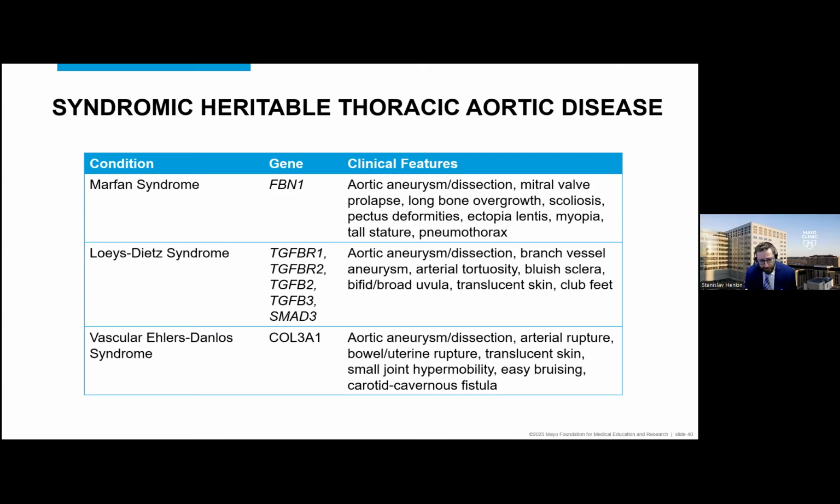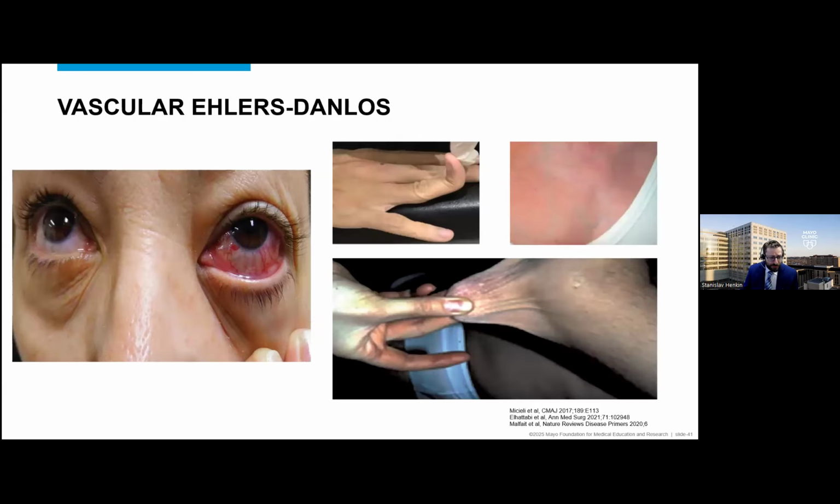The carotid cavernous fistula is sort of that classic finding. You will not see that often. But the bowel and uterine rupture, that's really, really important, and you cannot miss that as a consideration for vascular Ehlers-Danlos. So these are the classic exam findings.